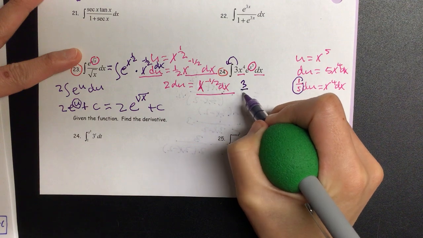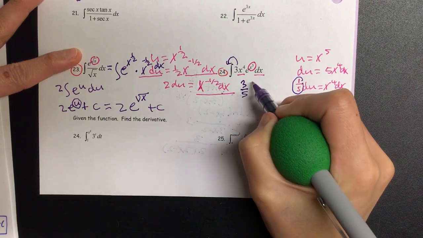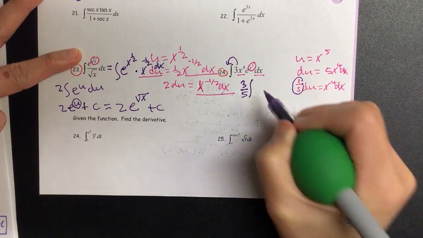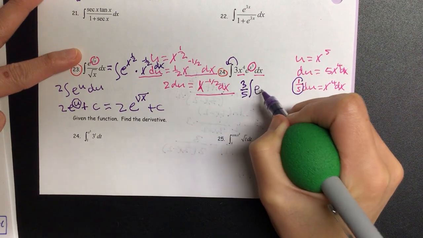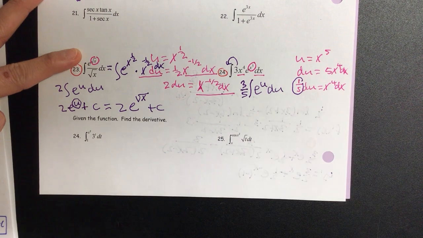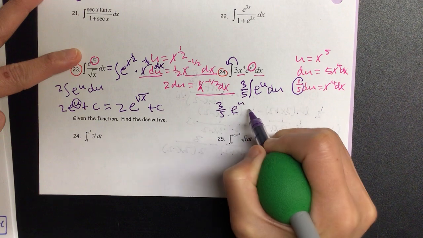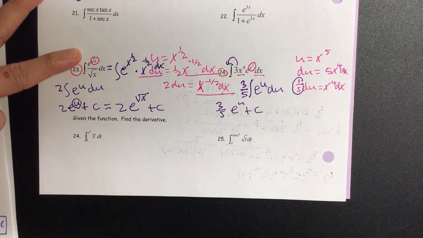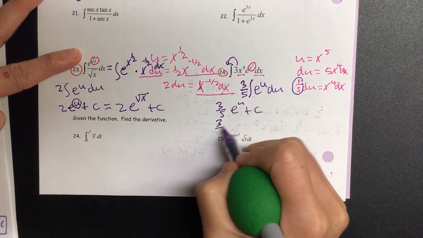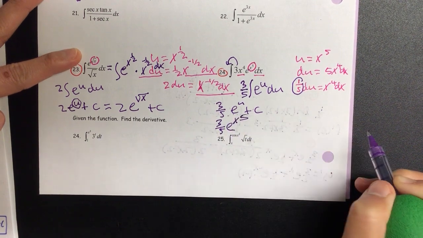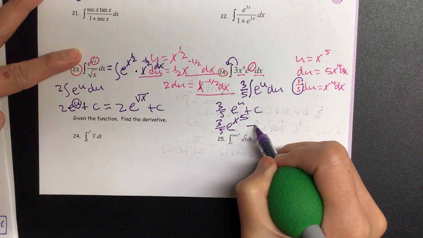You okay if I just write over 5? Yeah. So we have e to the u, du. And when I integrate, we get 3/5 e to the u plus c, which we get 3/5 e to the x to the 5th. Oh God, that was a really big 5 plus c.